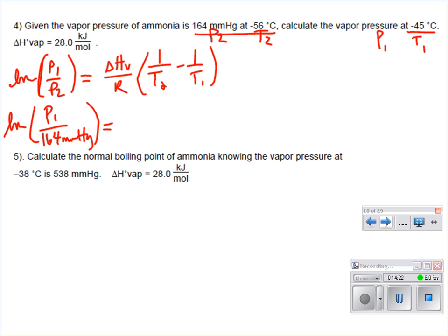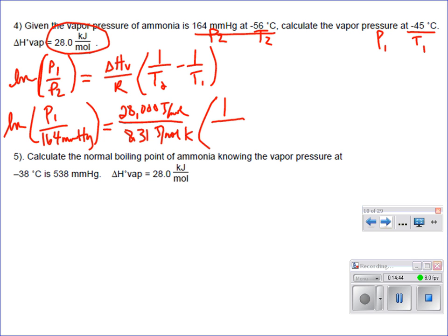is equal to, what do I have to do to this heat of vaporization that they gave me? Change it to joules. Good, which would be what? 28,000 joules per mole divided by 8.31 joules per mole K. All right, 1 over. What do I do with my temperature? Got to convert it to Kelvin, right? So I want T2. It's 273 minus 56 minus 273 minus 45. Okay, so go ahead and solve.